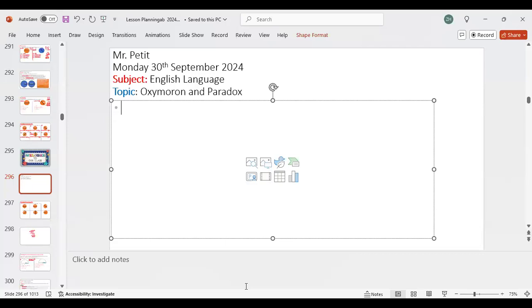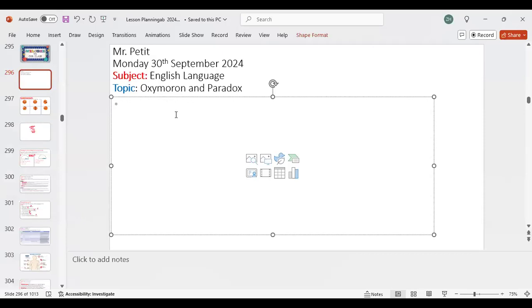So these are what we call literary devices. There are a bunch of them. We have the metaphor, everyone knows about the metaphor, right? You have simile, and then you have irony. And you have onomatopoeia, you have personification, hyperbole. Diction is not a literary device. Onomatopoeia, very good. So today we're going to be looking at oxymoron and paradox.